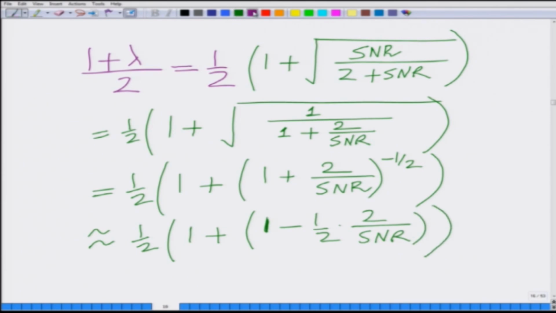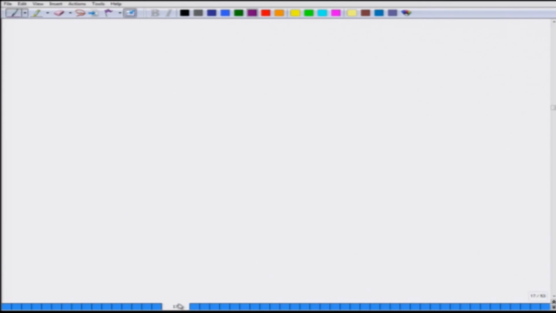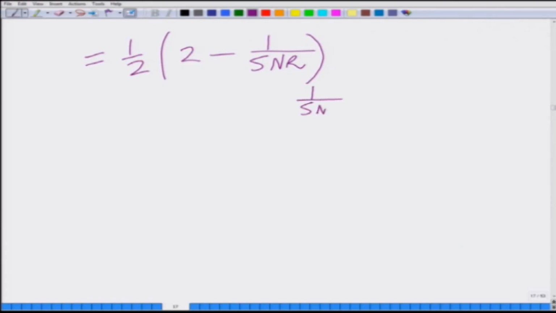And now I can further approximate this, if I simplify it, as half of 2 minus 1 over SNR. Now, at high SNR, 1 over SNR is approximately equal to 0. So, we have 1 over SNR approximately equal to 0 at high SNR, which implies this quantity, half times 2 minus 1 over SNR, is approximately equal to 1.